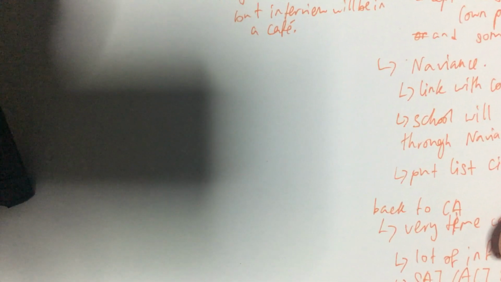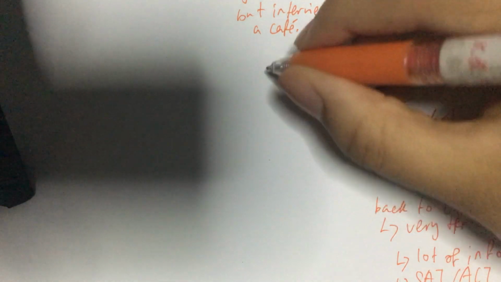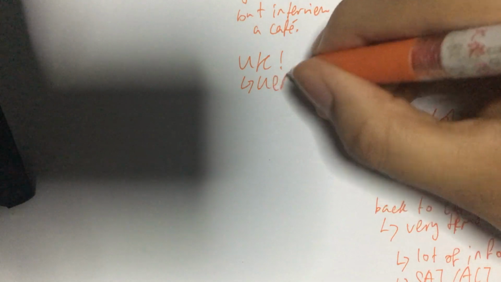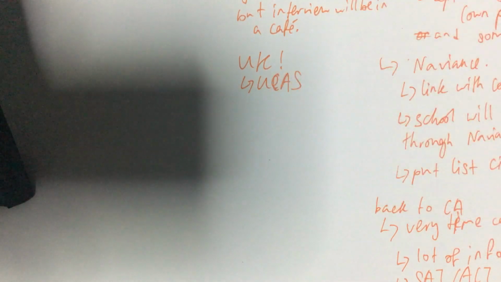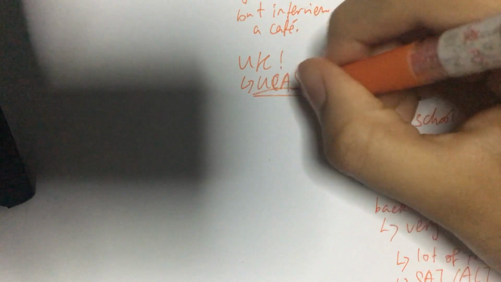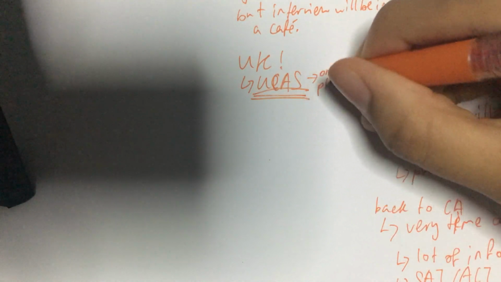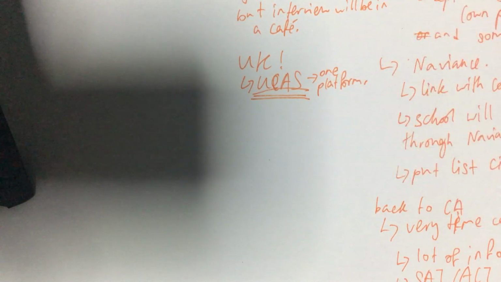For UCAS, it's super simple. It's all in one single platform, which is the UCAS website. You don't have to worry about any other extra things. You won't even need to do interviews, unless you're applying to Oxbridge or maybe Imperial. So first, let me talk about UCAS in general, and maybe at the end I'll have an addendum for Oxbridge or the other top universities there.